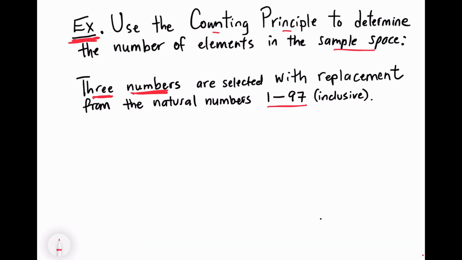So we're going to do another example, and this one is very similar to the previous one. We're using the counting principle again to determine the number of elements in the sample space. In this case, we have three numbers, and they are selected with replacement from the natural numbers 1 through 97. So once I draw the first number, let's say I'm drawing from a hat, I'm going to put that number back in so that it can be drawn again.